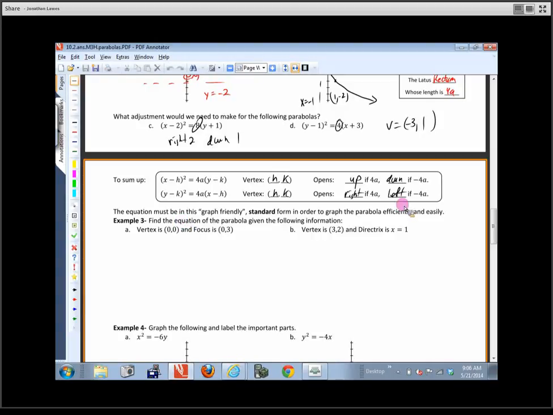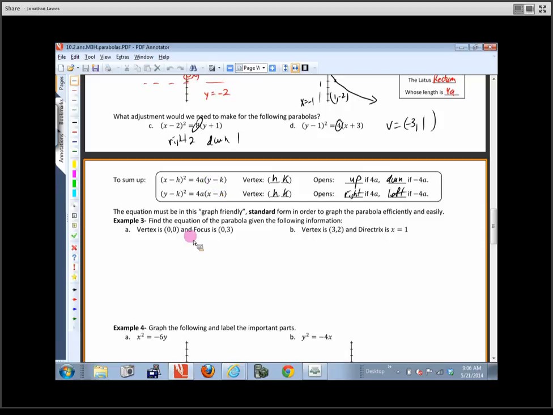Okay? So again, that nice graph-friendly form has a perfect square in it, a factored form with the other variable. So we can tell what the vertex of that parabola is. And then we just kind of go from there. And you've got some equations where you have to put it in that form and all that other sort of stuff.